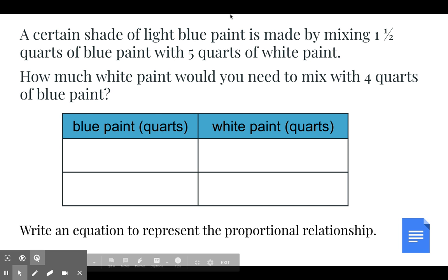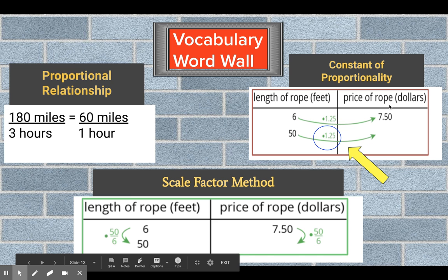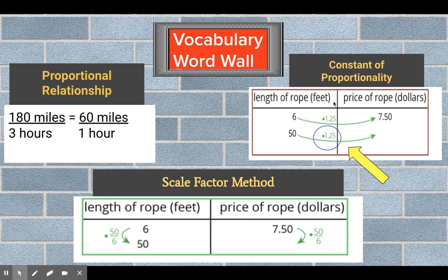Now, let's keep moving. Here is our word wall for today. Of course, we've been talking about proportional relationships, and we also discussed two different methods to solve these tables. We talked about the scale factor method, and then we also talked about the constant of proportionality method.